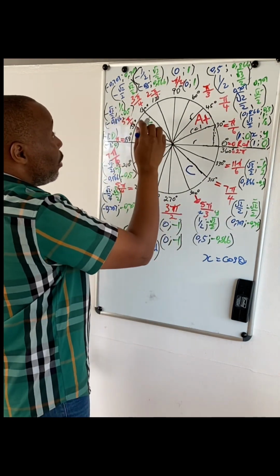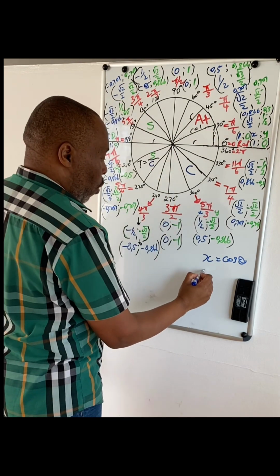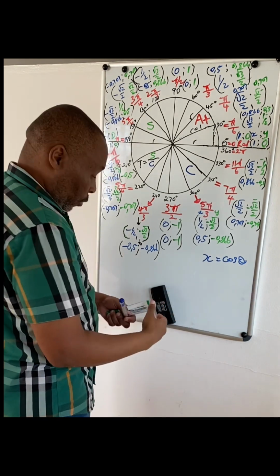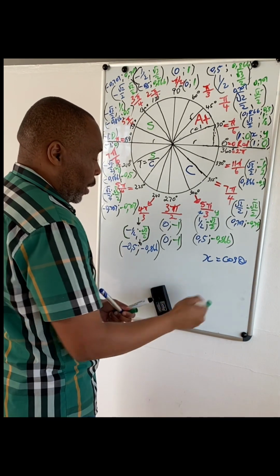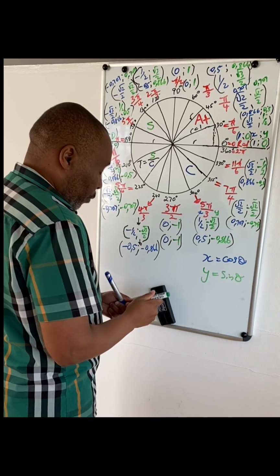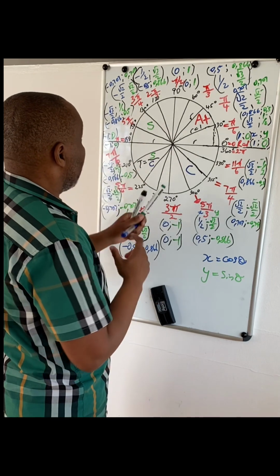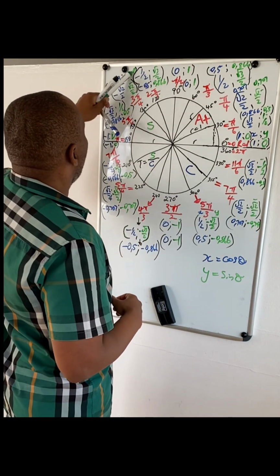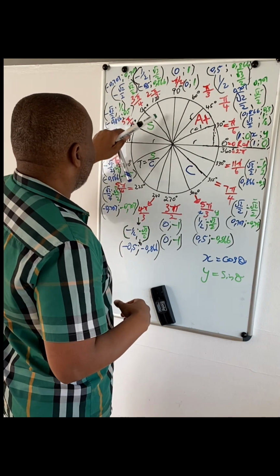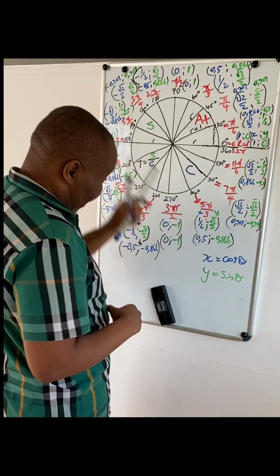In the second quadrant, it is sine. We said y is equal to sine of theta. So sine is positive in the second quadrant. Why? Because all the y values are positive. All the y values in the second quadrant are positive. The x values in the second quadrant are negative.